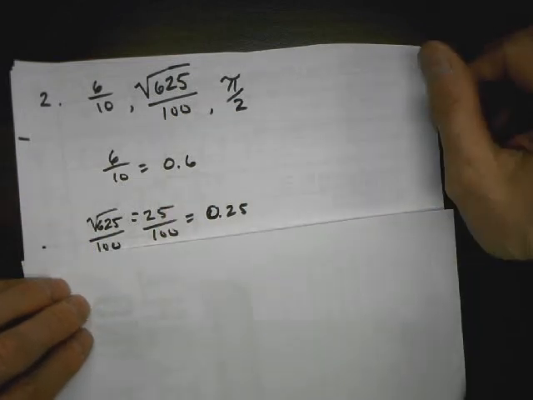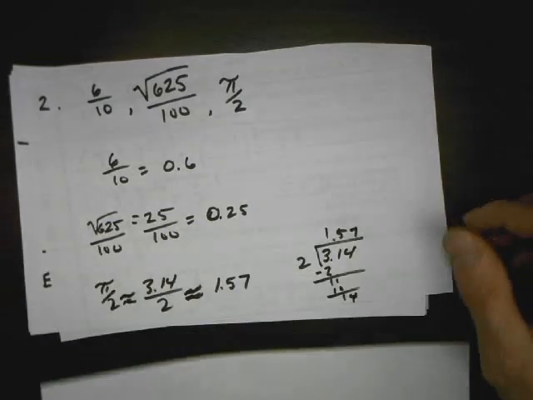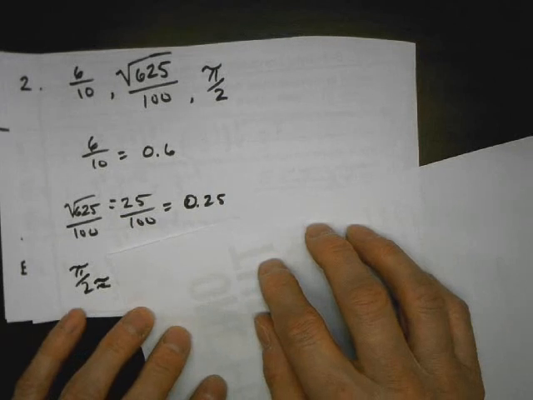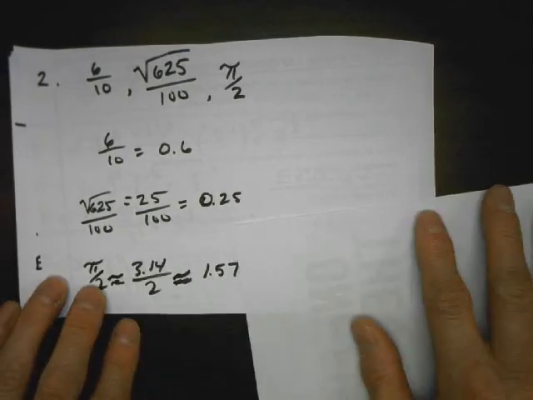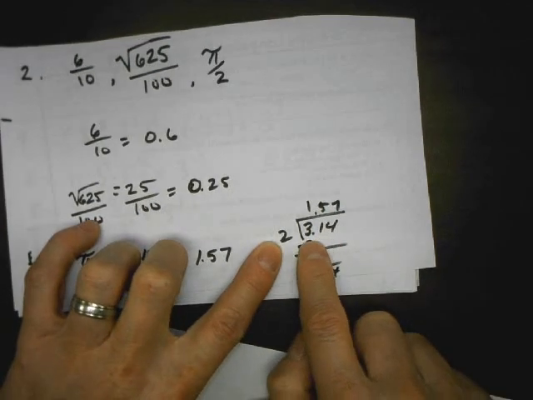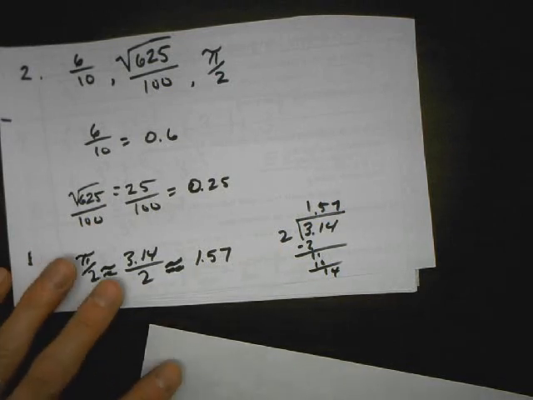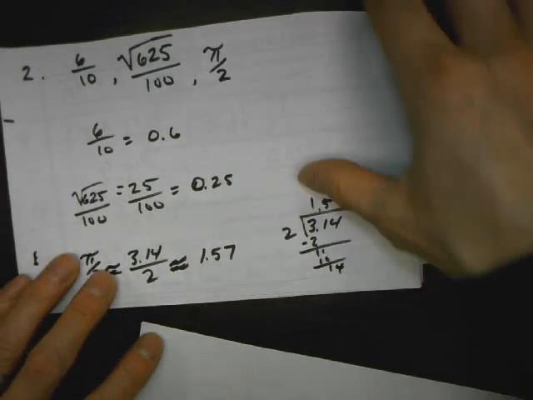Now, 25 over 100, again, if you read it, that says 25 hundredths. So no need to divide, just write 25 hundredths as a decimal. And then the last one, pi over 2 means pi divided by 2. And pi is about 3.14, so that's like saying 3.14 divided by 2. If you go in and out here, remember to put your decimal up top, you get 1 and 57 hundredths. So those are the estimated values for those expressions.